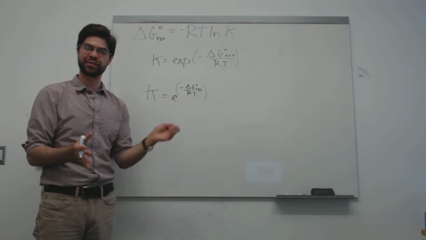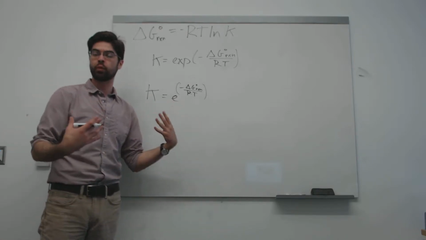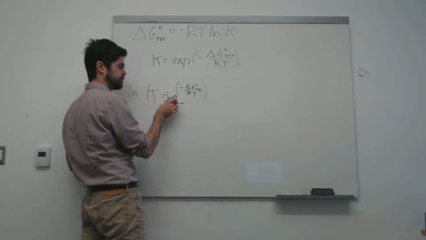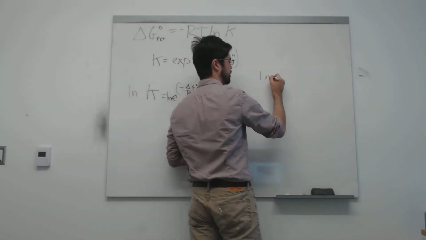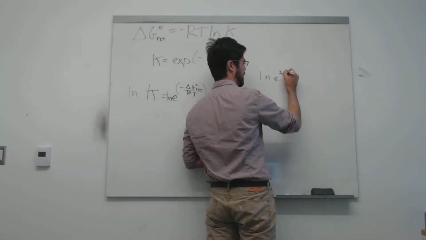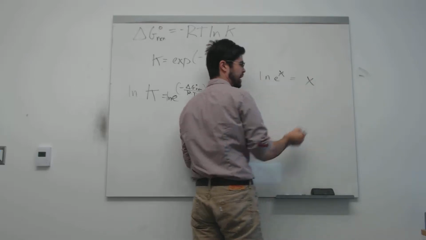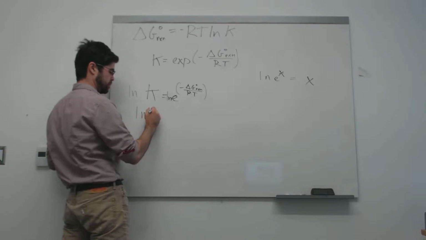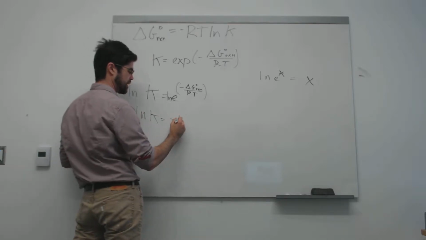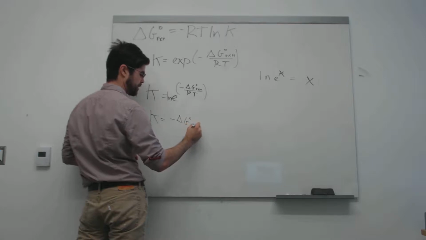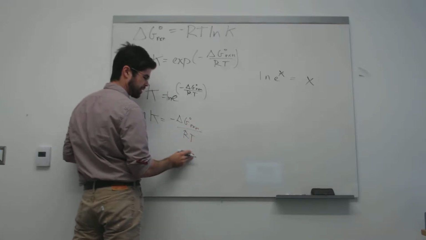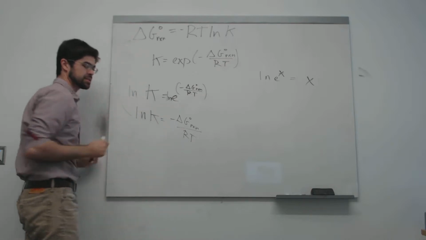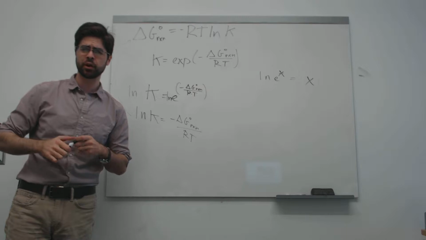Anyway, if you want to get rid of an exponential, the way to do that is to take the natural log of both sides. The natural log of e to the x is equal to x. So this term drops, and I get natural log of K is equal to negative delta G of the reaction over RT. Then if I multiply over the RT and the negative, I will get this expression. So they are the same equations.